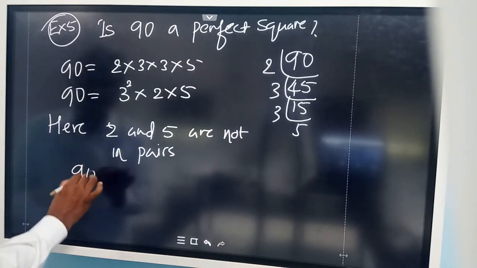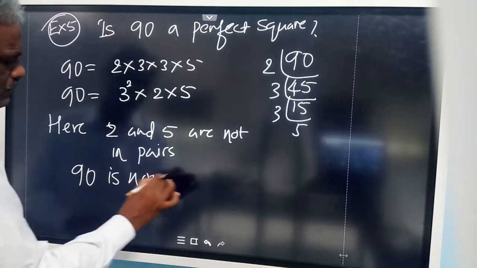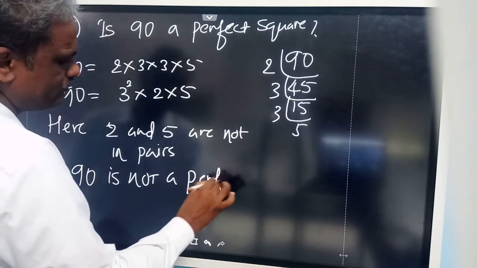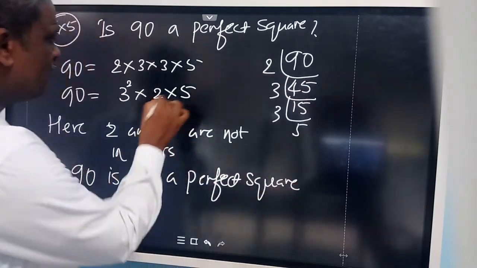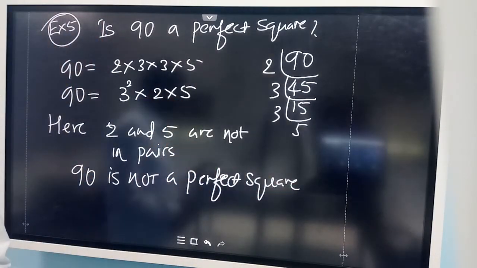Therefore, 90 is not a perfect square number, because 2 and 5 are not in pairs. All square numbers should occur in pairs. The factorization should have pairs. Square numbers only you should get. So therefore it cannot be a perfect square number.